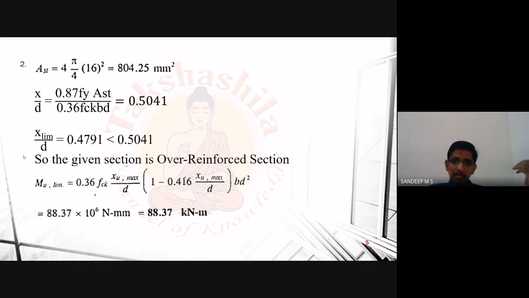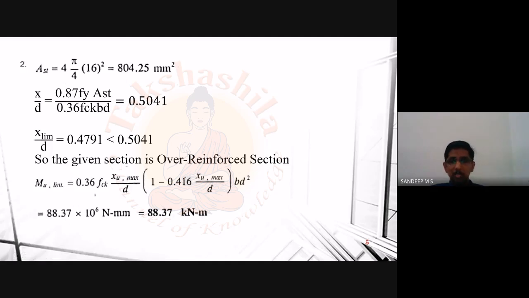Now what I should do? I have to get the value of x limit by d. And again, we have already calculated that in the previous case, or we can take it from the code itself, therefore the value will be 0.48. And if I compare these two values, I can see that the limiting neutral axis depth is less than the actual neutral axis depth, or in other words, the actual neutral axis depth is greater than the limiting neutral axis depth, which shows that the provided section is an over reinforced section.